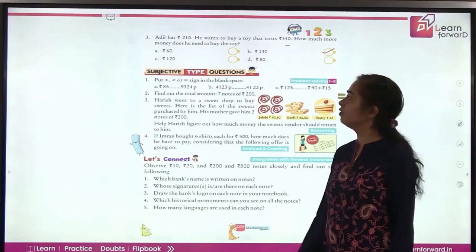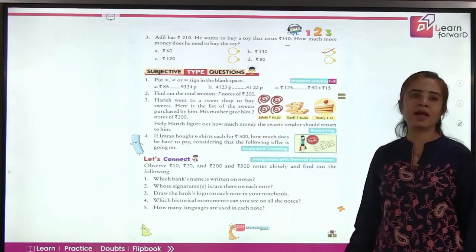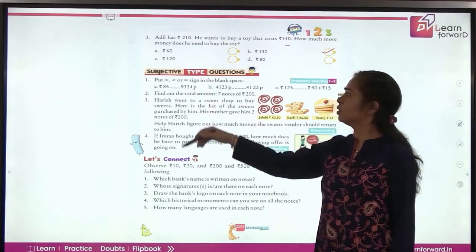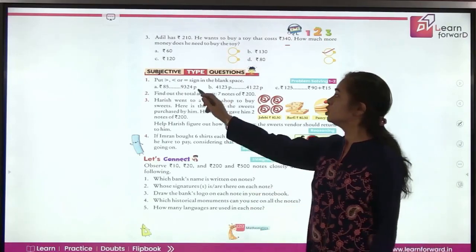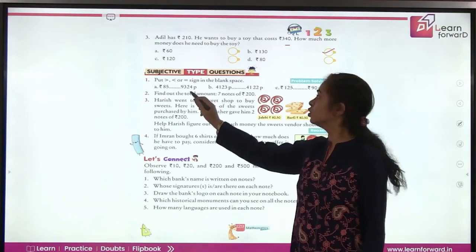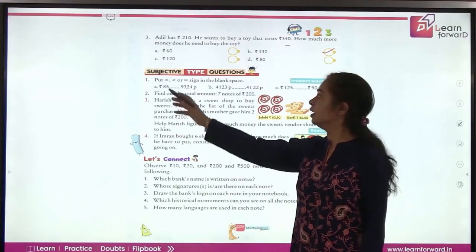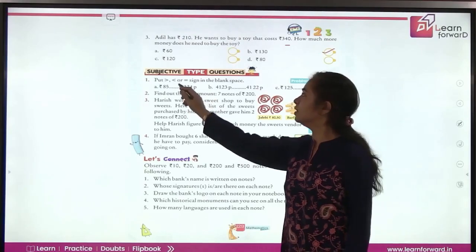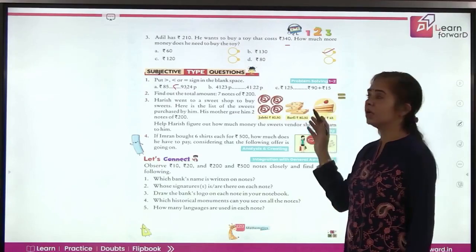Now subjective type questions for you. Put greater, smaller or equal to sign in the blank space. Rupees 85 or 9,324 paise. Just make them the same. This should also be in rupees. So if you put rupees here, the point is here. So now which one is bigger? 85 rupees or rupees 93.24? This is bigger. Perfect. So similarly, you will do the other ones also.